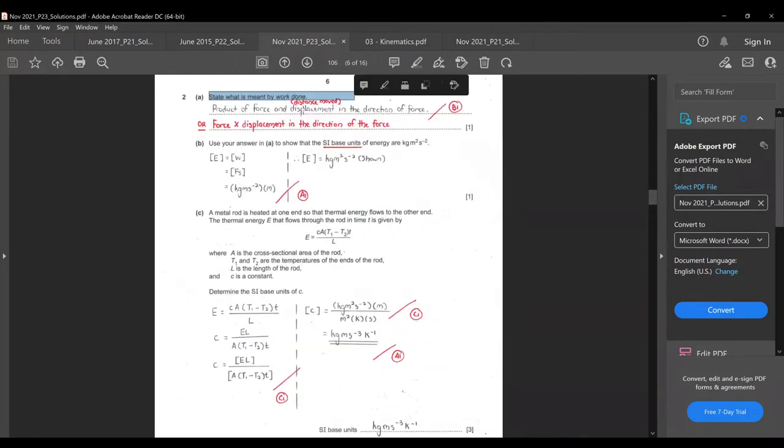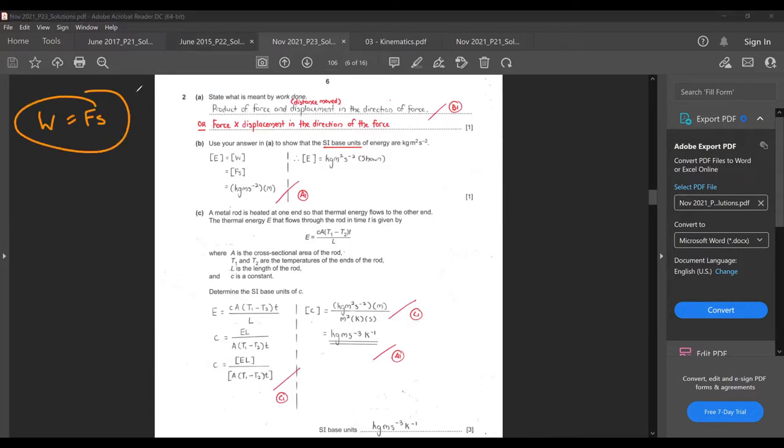State what is meant by work done. Work done can either be the product of force and displacement in the direction of the force, or distance moved in the direction of the force. We know that the equation for work done is this one. So translate it into words: product of force and displacement in the direction of the force. The wording is sometimes either displacement or distance moved. But the important thing is that you must always say the distance moved or displacement is in the direction of the force. They come as a set. But you can either just say displacement or distance moved, whichever you want.